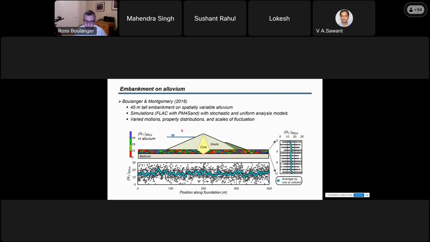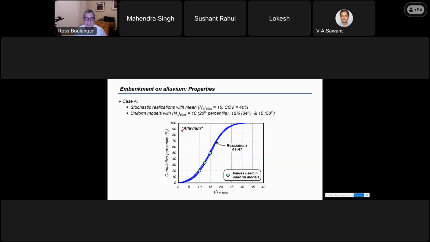Now, we do a bunch of analyses with different motions and properties and scales of fluctuation and other stochastic parameters. The punchline stays the same. And so you take all those data in this realization that I showed you, and you rank order them, and you get a cumulative percentile distribution for blow counts. And for that realization, you get one of these blue lines. We run 7 different realizations, you get 7 lines, you get about the same distribution each time.